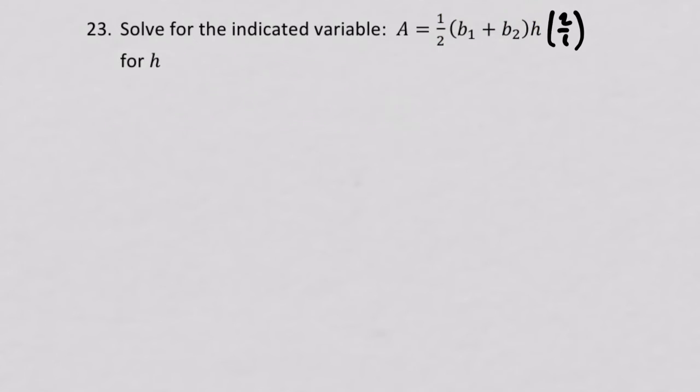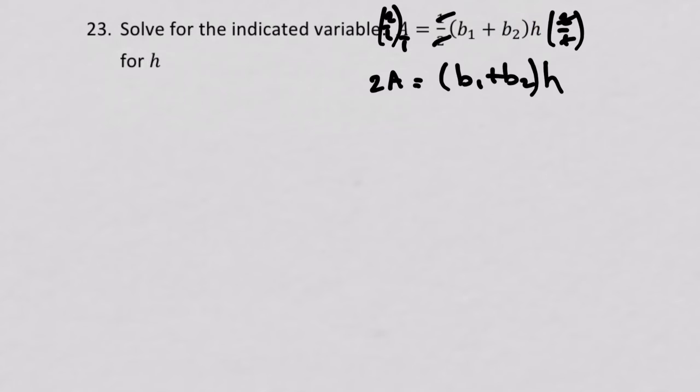2 over 1 on both sides. Now this is a over 1, so when I multiply, it's going to be 2a over 1, which is just 2a, equals, the 2 cancels the 2, the 1 cancels the 1, leaving you with just b sub 1 plus b sub 2 times h.